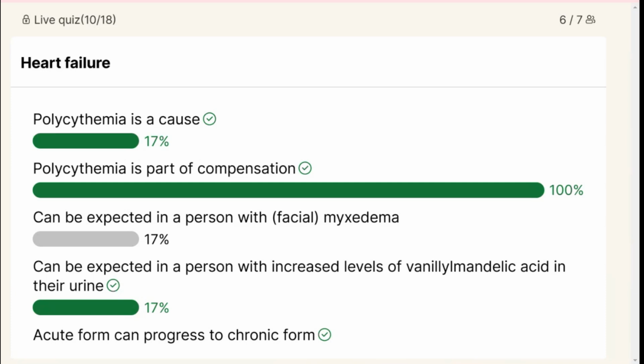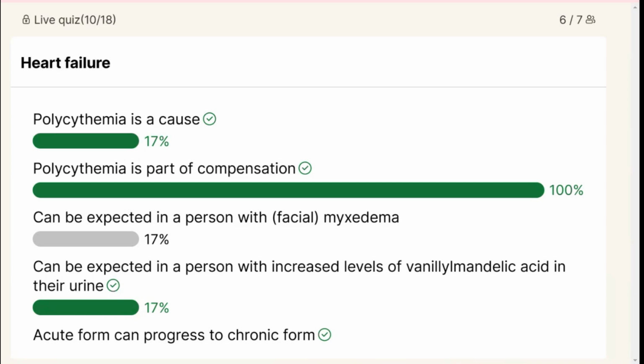Can be expected in a person with facial myxedema? No, that's not the case because that is a sign of hypothyroidism, but heart failure can arise instead in hyperthyroidism, which in Graves-Basedow disease, it can have pretibial myxedema. That's why I wrote the facial just to be more precise.